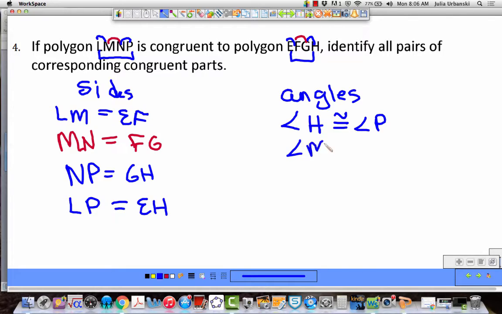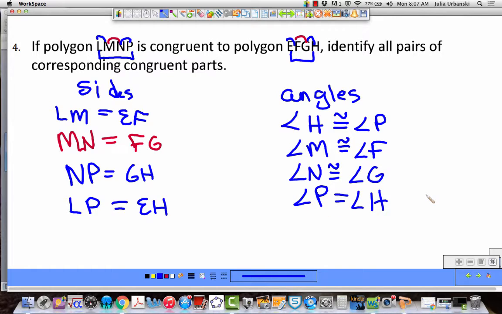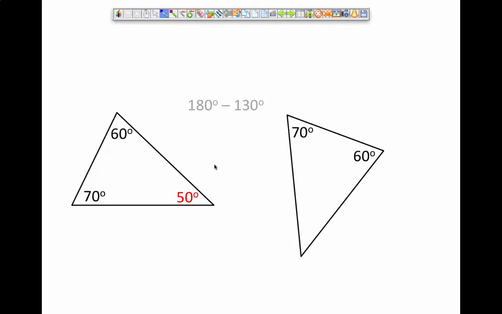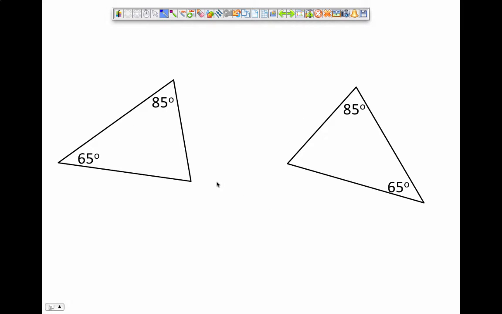Angle M, the second one is clearly equal to the second one here, angle F. The third one, angle N, is equal to which one? G, the third one on the other side. And P is equal to H. So you just need to be able to find the corresponding parts or else put them together. Okay, this is called the third angles theorem. If you have 2 triangles where 2 of them are the same, 85 matches 85 and 65 matches 65, both of those angles are going to match because you're going to subtract them from 180. So this is what?